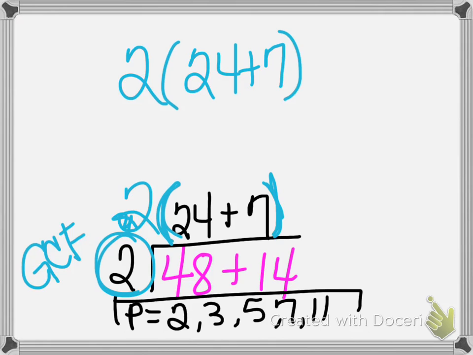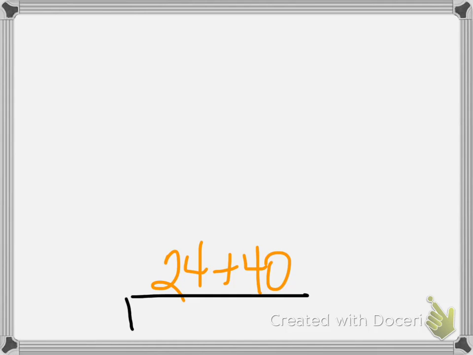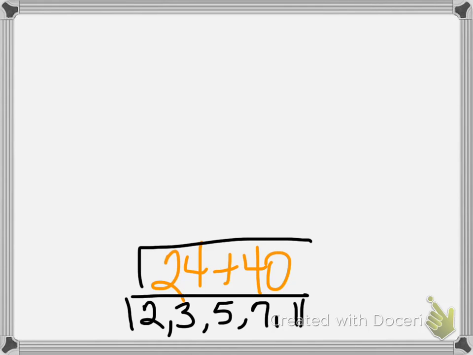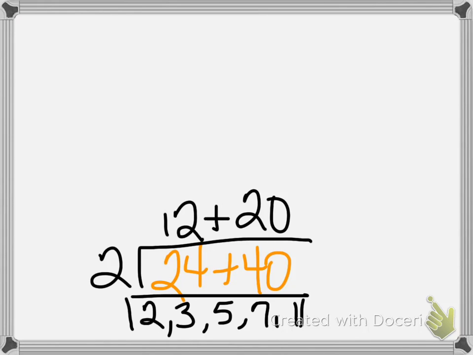So let's try one more. We're going to go with 24 plus 40. All right, so 24 plus 40, we're going to start off with our plate. There's our plate: 2, 3, 5, 7, and 11. All right, let's start with the 2. Both numbers are even. That makes it easy. 24 divided by 2 is 12. And then 2 can go into 40 20 times.